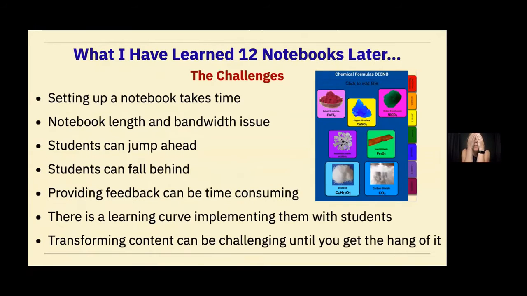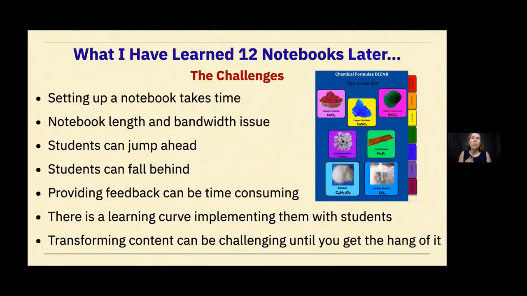So my brother and I have made 12 notebooks now. So challenges, it takes time to set up what we call the parent notebook. Once you've got your parent notebook, then it's not that bad because you're thinking about how you're organizing stuff over the time. You have to think about your notebook length and your bandwidth issue. We have screaming Wi-Fi at my school. So uploading Google Docs, once they've got their notebook, the Google Slides uploaded into their iPads, they can always get to it. It's just there.